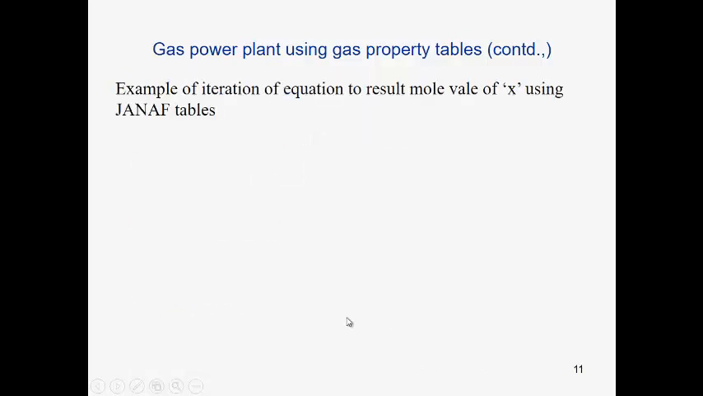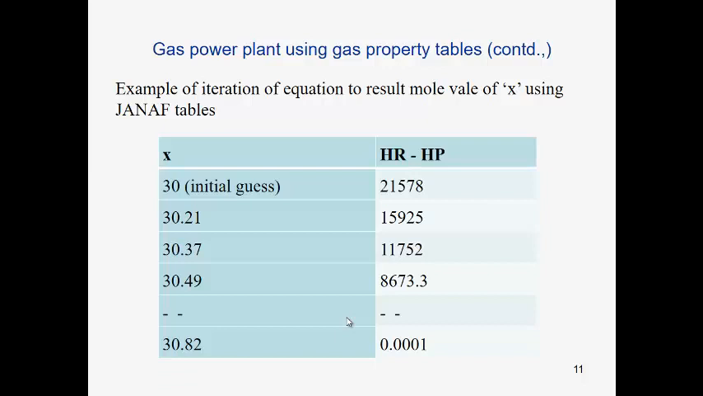By balancing this equation, we can get the unknown value of x. Initially, the x value is assumed approximately by assuming the air fuel ratio.